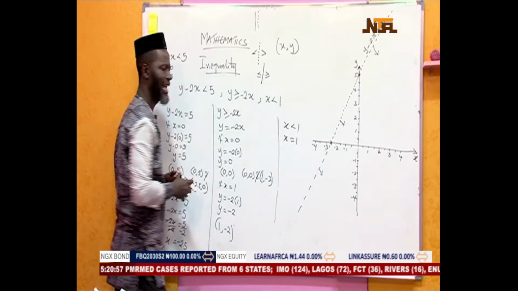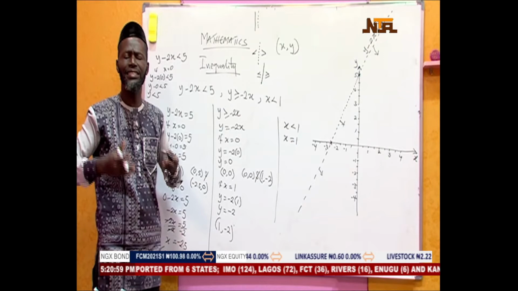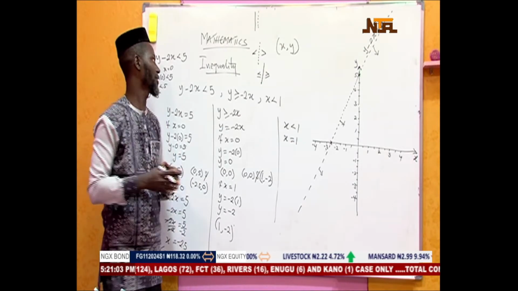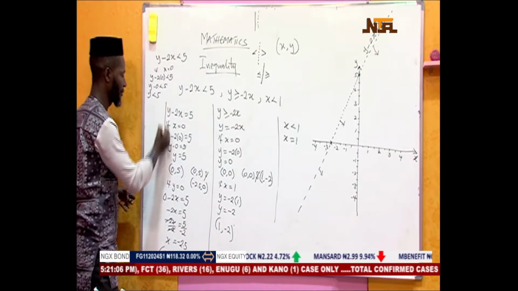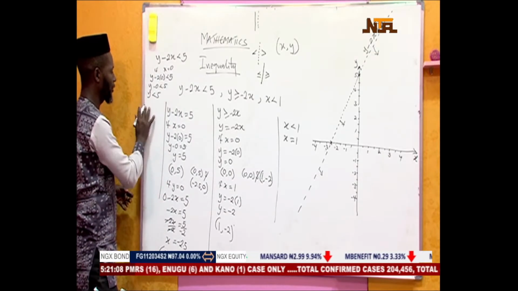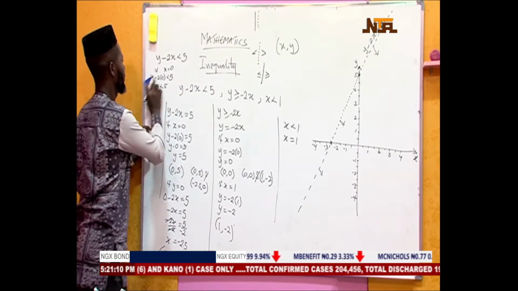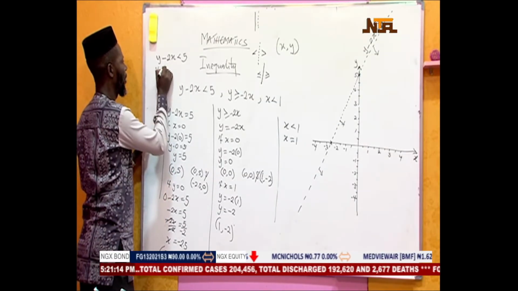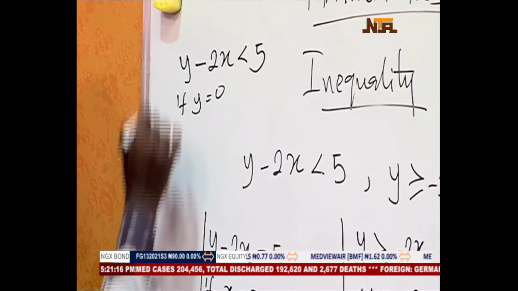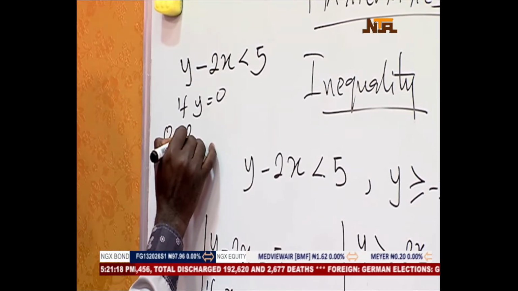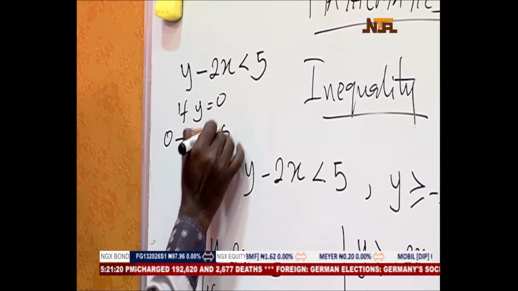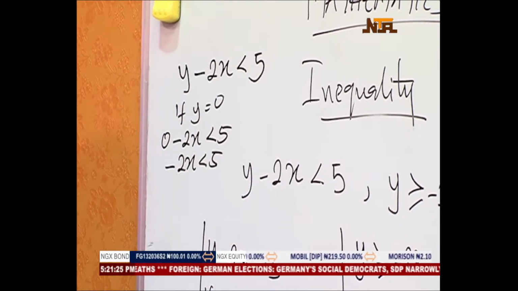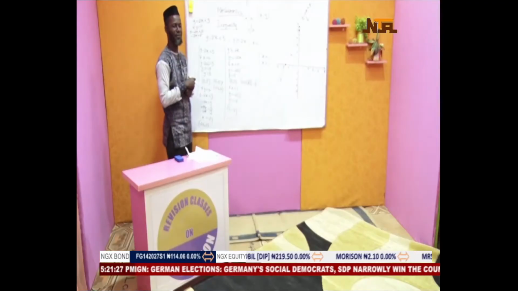Now, the question is, what if I decide to use y? Yes, you can use it, and we are still going to get the same thing. Let's assume that I want to use y. Go back to this. If y is equal to 0, we have 0 minus 2x less than 5. That's it, minus 2x less than 5. Divide both sides by what? Divide both sides by minus 2.